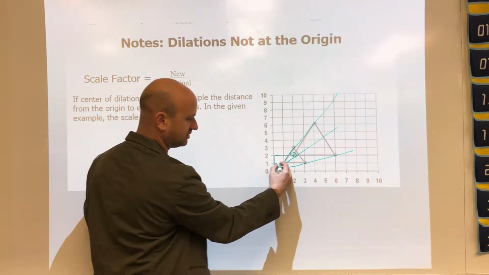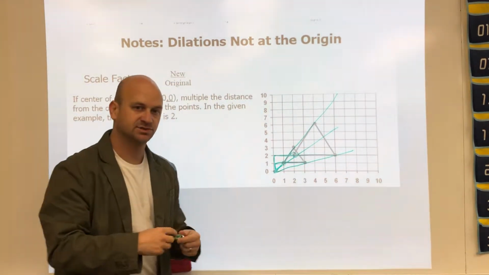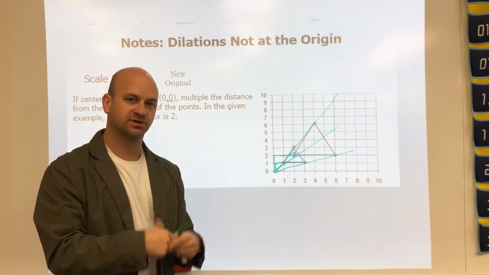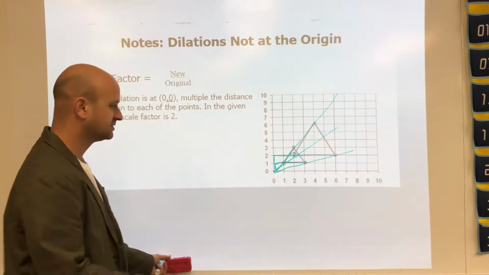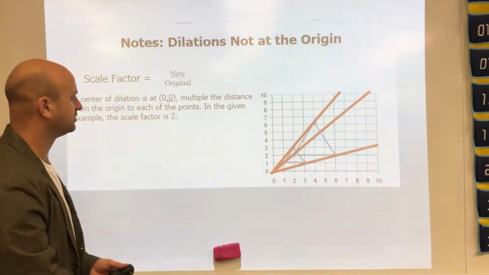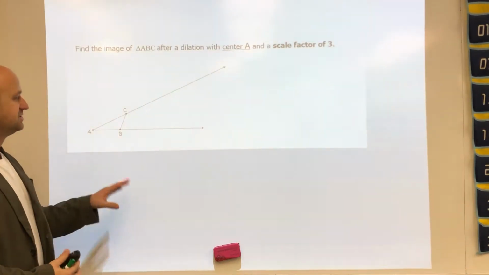Okay, so we can do this point as well. This would be 1 up and 3 right. This would be 2 up and 6 right. And so that would be a scale factor of 1/2 or 2, depending on if we're getting bigger or smaller with reductions or enlargements. Okay, so let's take a look at another example. Find the image of triangle ABC after dilation centered at A.